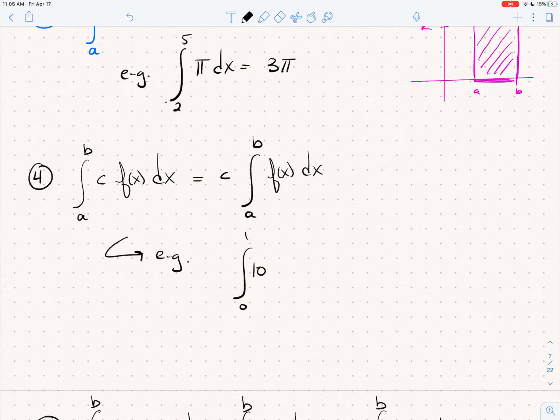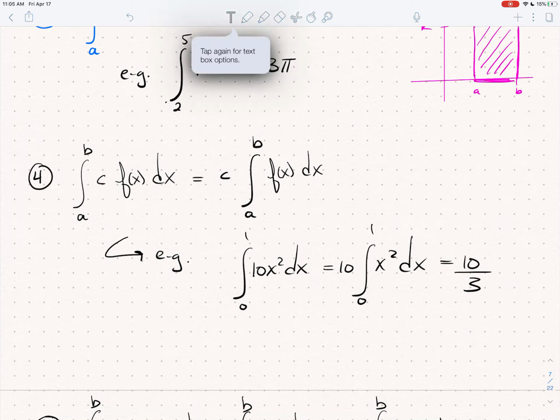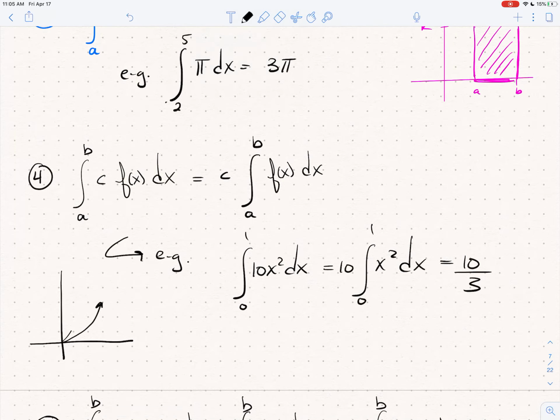Maybe I want to integrate 0 to 1 of 10x squared dx. I don't know how to do that, but if I pull the 10 out, I do recognize the integral from 0 to 1 of x squared. We did that one. That's just a third, so it's 10/3. And let me show you a little bit more about what's happening. If I just sketch you a picture here, here's x squared, here's 10x squared. And so when you multiply the function by 10, the area scales as well. So you're multiplying the function by 10, pulls it up, and you actually get more area by a factor of 10.